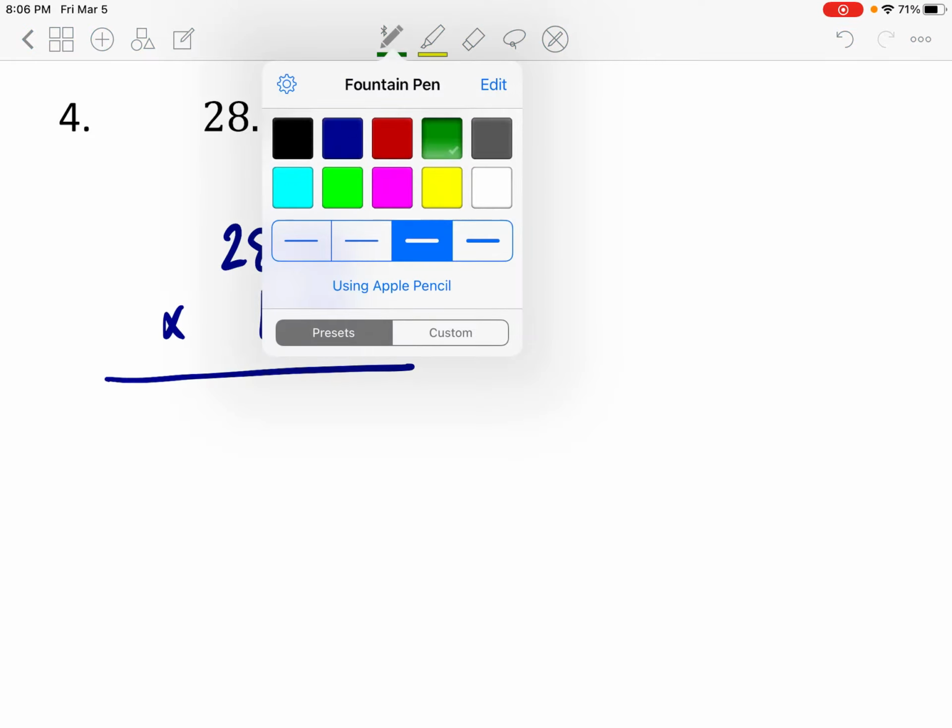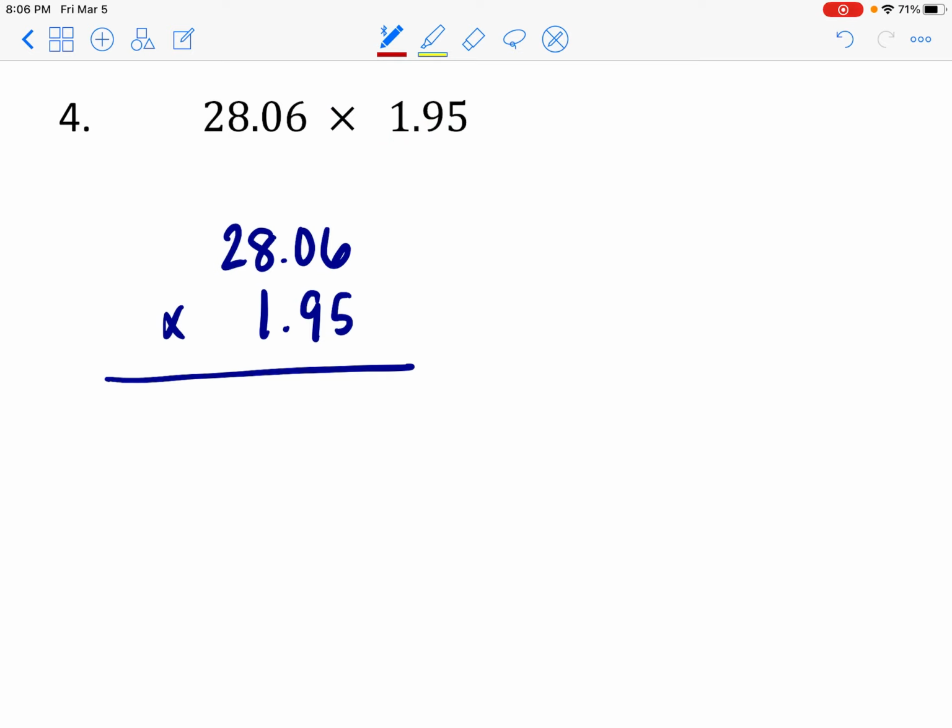So starting, let's use red. Here, 6 times 5 is 30. So we have 0. We carry the 3. 5 times 0 is 0. Plus 3 is 3. 5 times 8 is 40. So we're going to carry the 4. And then 5 times 2 is 10. 10 plus the 4 makes 14. And then we're going to put a placeholder in.